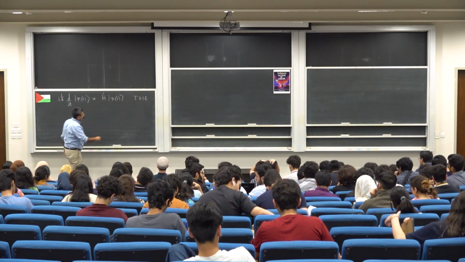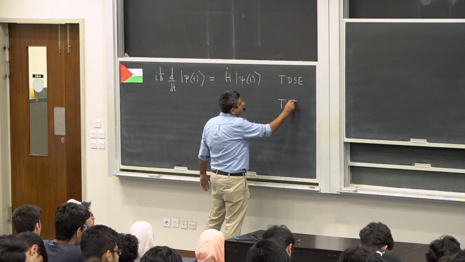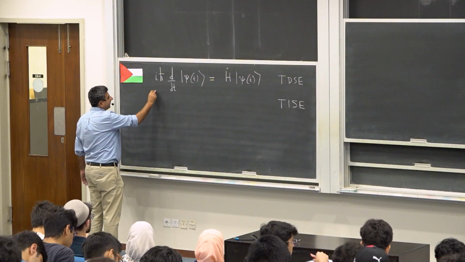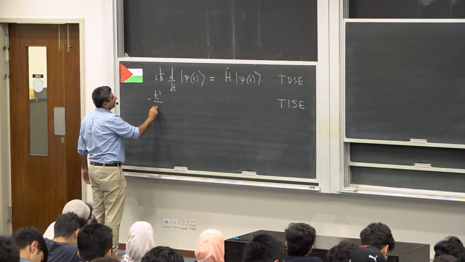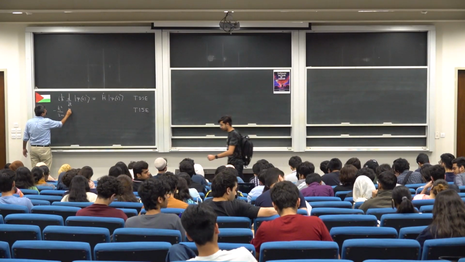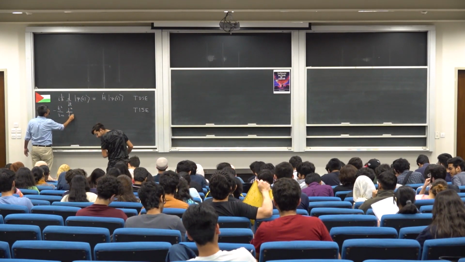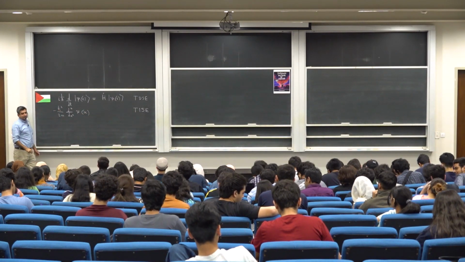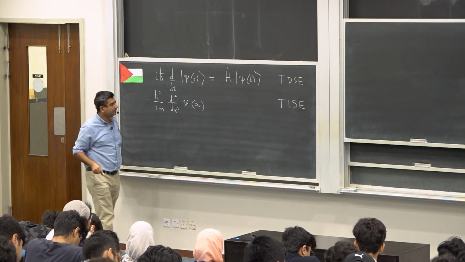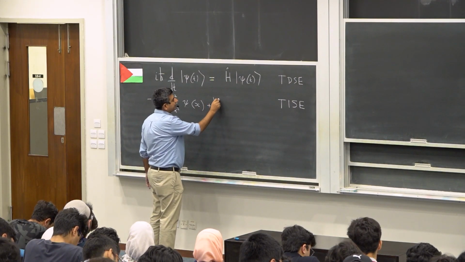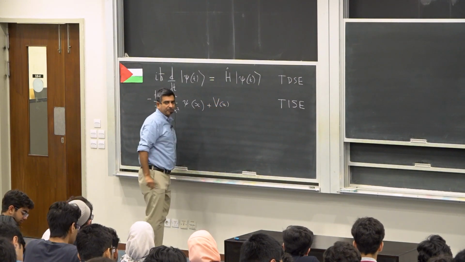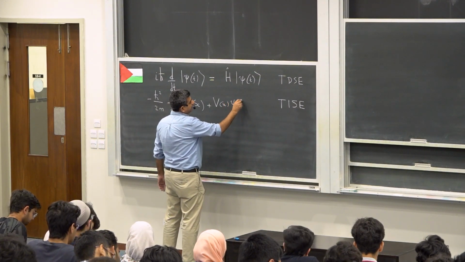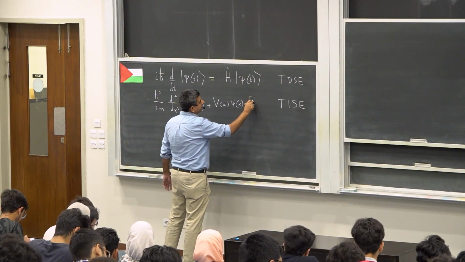So the time independent form of the Schrodinger equation is minus h bar squared over 2m, the double derivative of the wave function in space, plus the potential energy in space, times the wave function, equals the total energy of the system times the wave function.